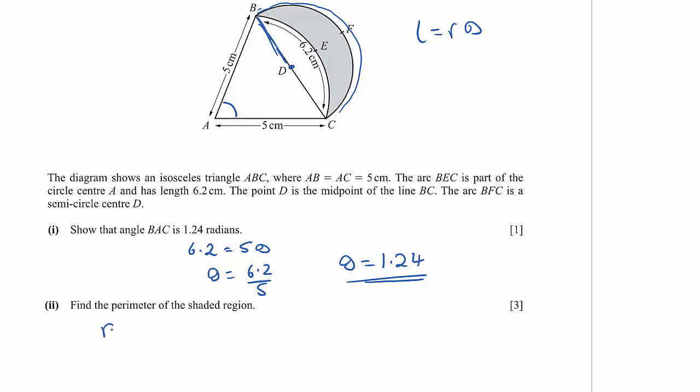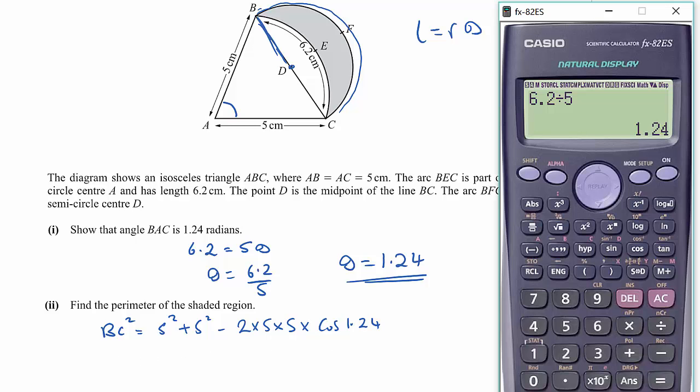Well, we know this angle, so we can use the cosine rule. So we can say, well, BC squared is going to be 5 squared plus 5 squared minus 2 times 5 times 5 times the cosine of 1.24. And we need to make sure we're in radian mode there. So I know that my calculator is actually in degree mode at the moment. Let's change.